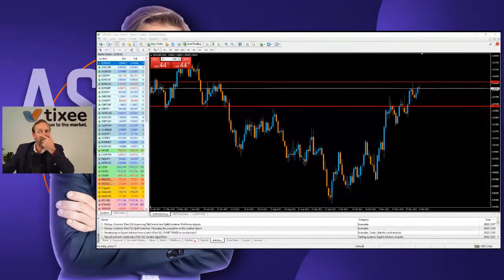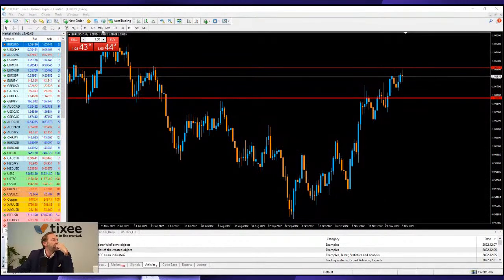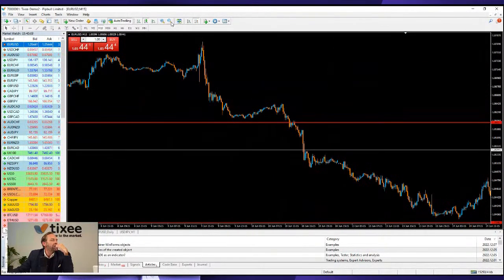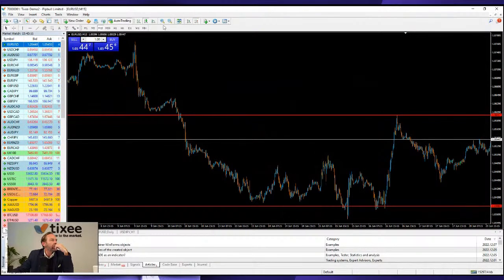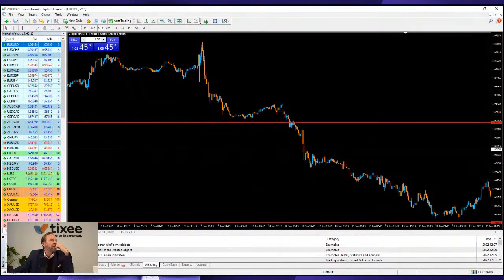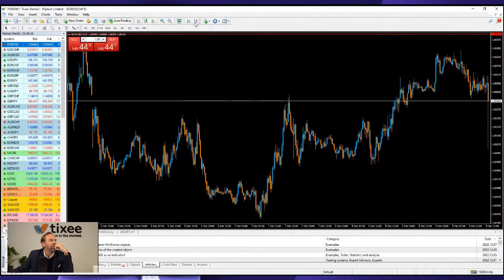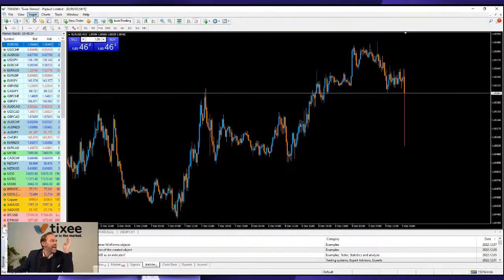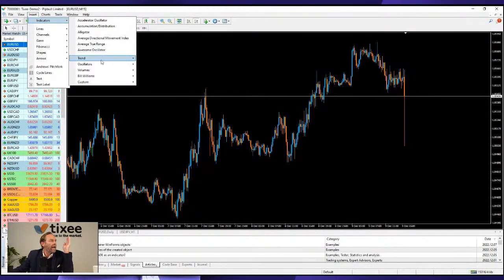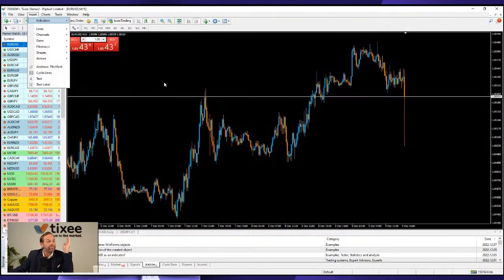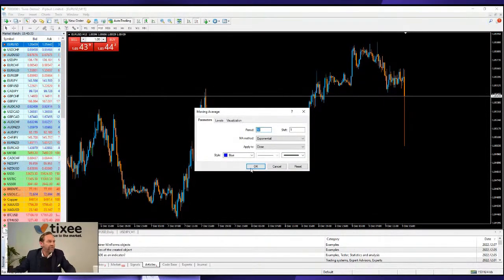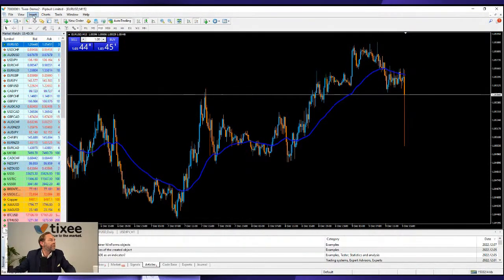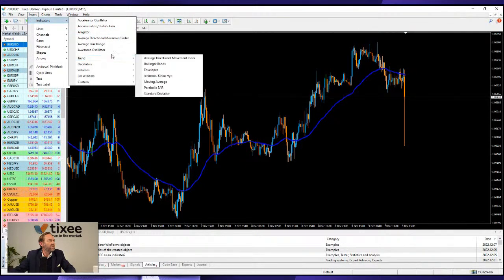Okay, let's pull up one of the assets. Let's have a look at, say, the euro dollar. Nice little spike down on the 15-minute there. Okay, so let's put in some moving averages as well. Let's put in a 50 and a 200. So let's put a 50-day moving average and a 200-day moving average as well.